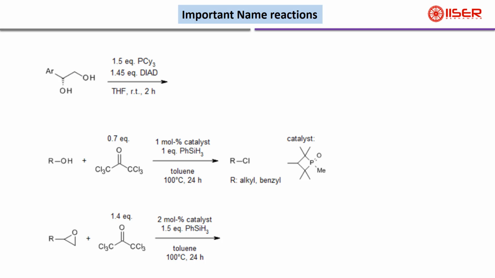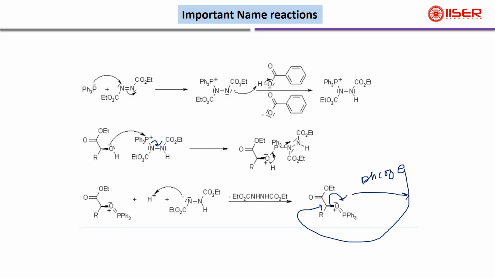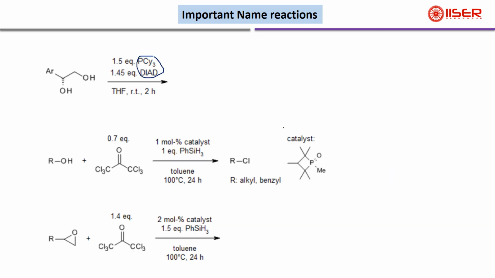Among these two OH groups, the first attack is by the oxygen. This PPh3 and isopropyl azodicarboxylate form an intermediate species, like this one, and that intermediate species will react with our new leaving group, that is OH.